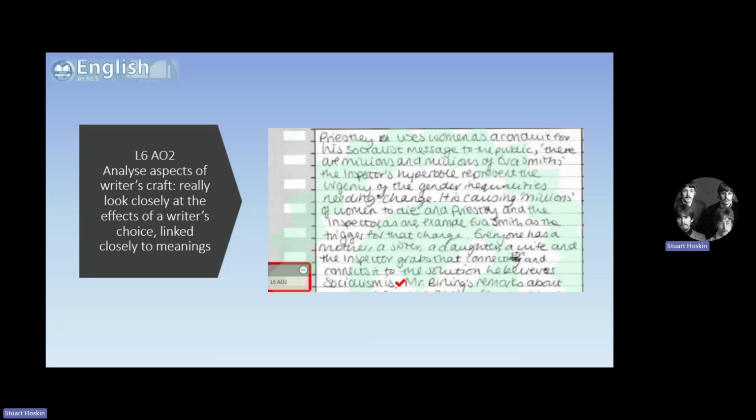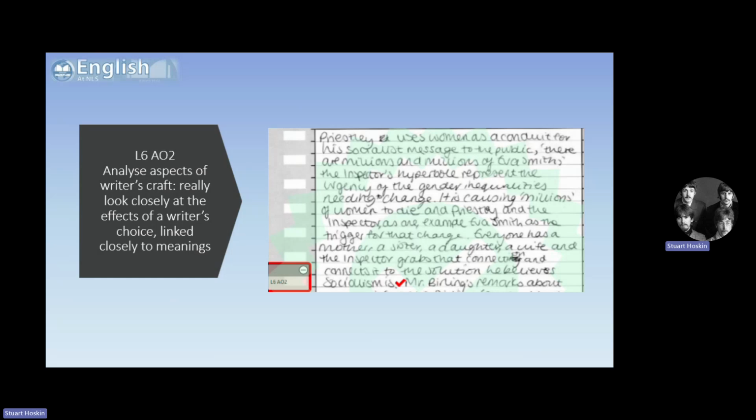But what actually is analysing their craft is the impact of the hyperbole. It's not spotting the hyperbole of millions and millions. It's not, oh, I know the word hyperbole, right? It's spotting that technique. If they'd said, by the way, the inspector's exaggeration, they'd have got the same mark. It's just better, obviously, for your argument if you use the actual technique. But the inspector's hyperbole represents the urgency of the gender inequalities needing to change. Now, we're looking at that idea of analysis of the craft. That's a brilliant example of it.